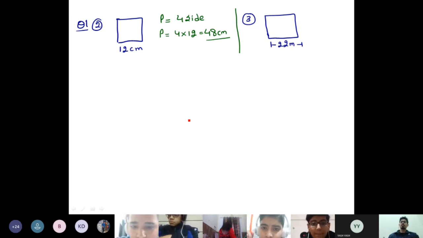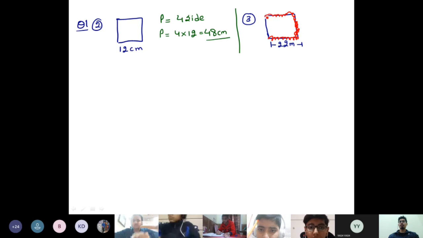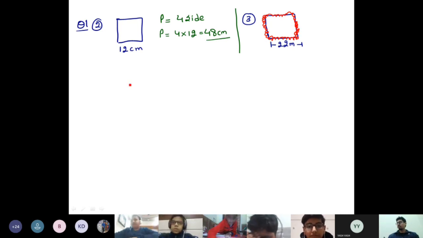Okay. See, students, if we discuss this in a very simple way, it is a type of wire. It is the wire that we put on the boundary in order to protect the area. Is it clear to everyone? Yes, sir. So students, what is asked? How much wire? How much wire means I have to cover the complete boundary. Complete boundary means perimeter.